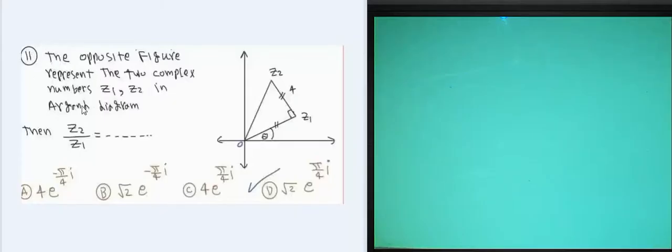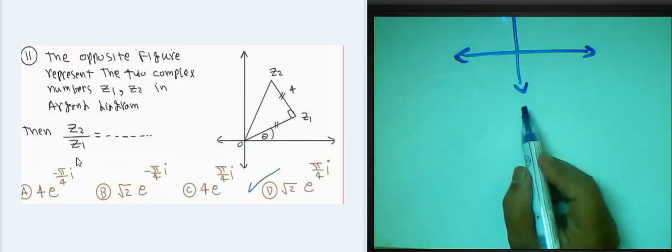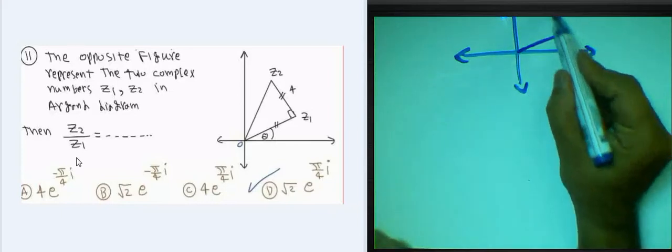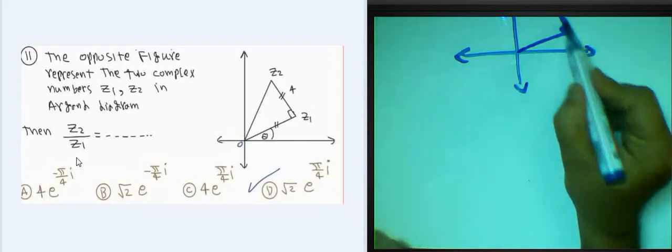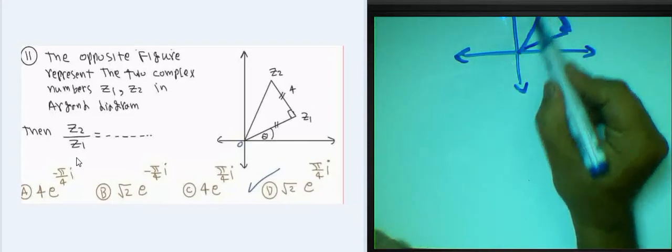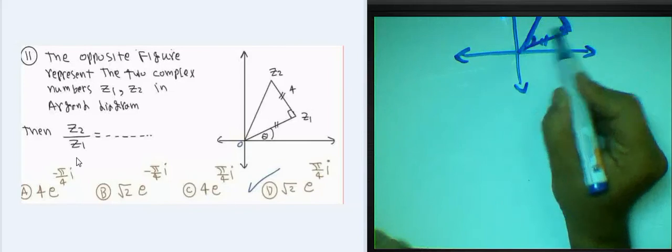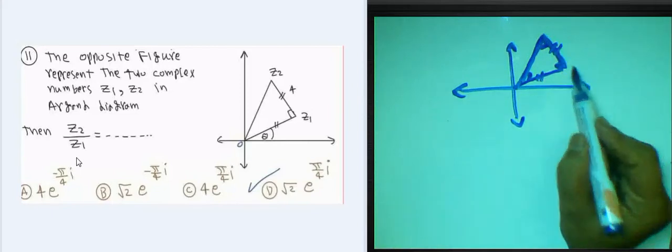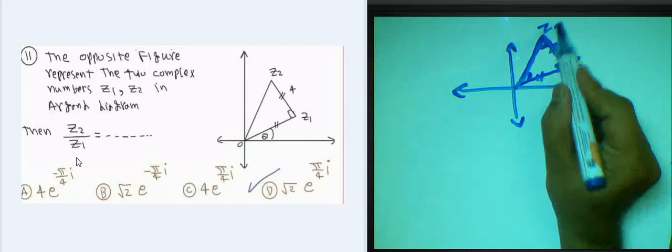Question 11. The opposite figure represents the two complex numbers Z1 and Z2 in the Argand diagram. We want to find Z2 over Z1. Okay, look at with me about the Argand diagram. We have here Z1 and this side length perpendicular about it, and we have two sides equal here. We have isosceles triangle. This angle equals this angle, and this angle will be 45. Okay, and this length equals this length. It will be Z1 and here equals Z2.